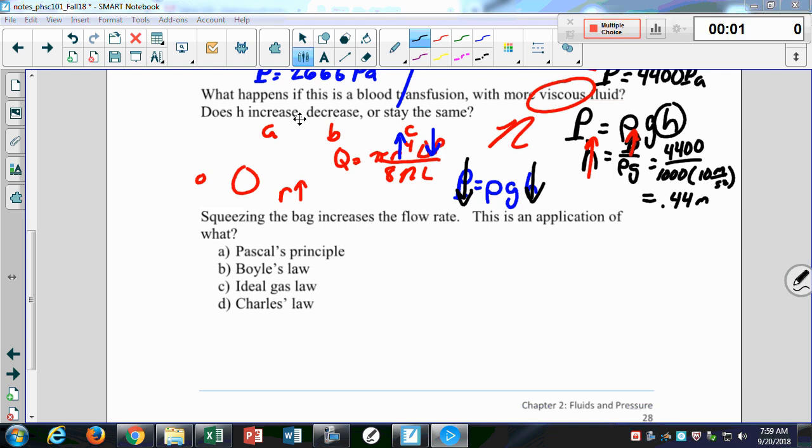Squeezing the bag increases the flow rate. This is an application of which of these? So, you've seen go into the room and squeeze the bag. What is that an application of? All right, let's stop at 36, 37.